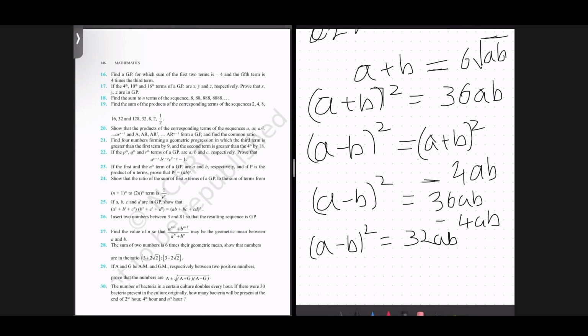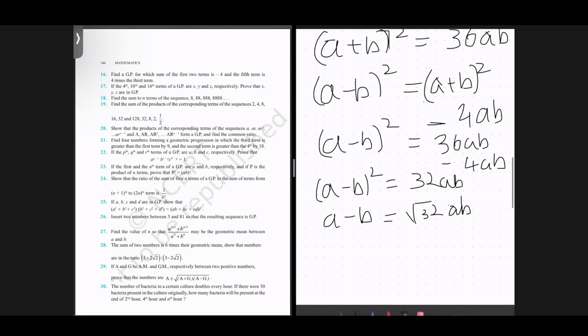Taking the root on both sides, you get a minus b equals root 32ab, correct? Now this is nothing but root 32 root ab as well. Root 32 is nothing but 4 root 2, correct? So a minus b is going to be 4 root 2 root ab, and also we have a plus b equal to 6 root ab.